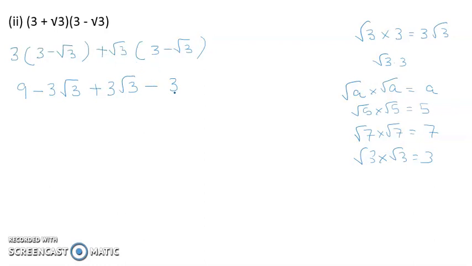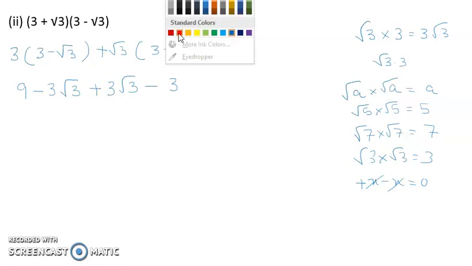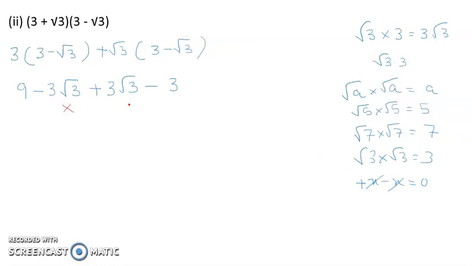Root 3 into root 3 is 3. Now see, it's minus 3 root 3 and plus 3 root 3. So plus x minus x is equal to 0. This is cancelled. Same thing, this will be cancelled. So 9 minus 3 is 6. So 6 is the answer.